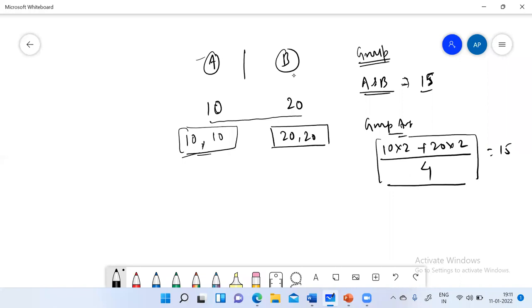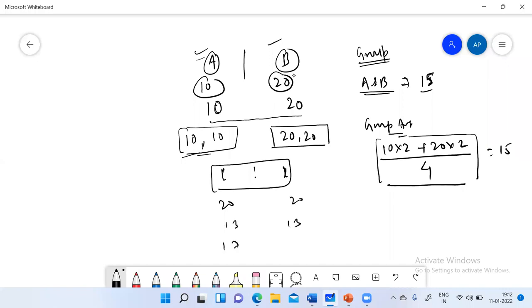So now what we know is that whenever groups A and B have averages of 10 and 20, and their members are in ratio 1:1, either 20:20, 13:13, or 17:17, it doesn't matter. Every time the group average is what? You can just reduce it to 10 plus 20 by 2, which is 15.